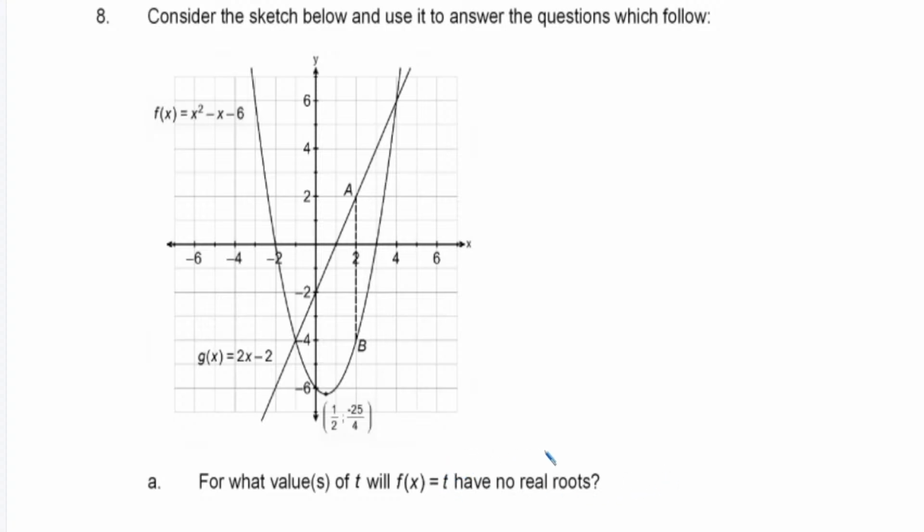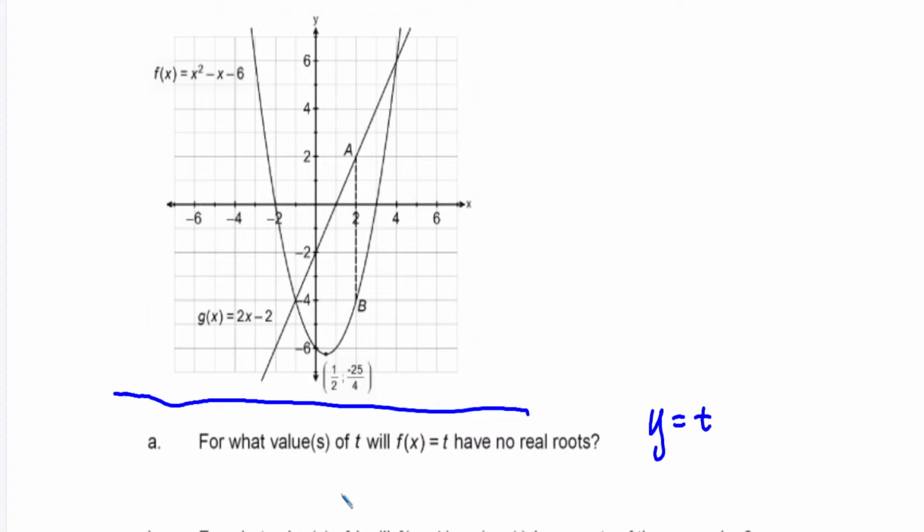If we picture the line y equals t, it's a horizontal line. Now, if the horizontal line's down here, then there'll be no intersections between f of x, the parabola, and this line. So as long as the line is below the turning point, there'll be no roots. There'll be no points of intersection. In other words, t is less than -25/4.